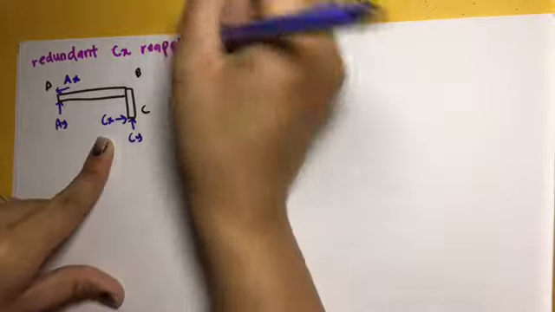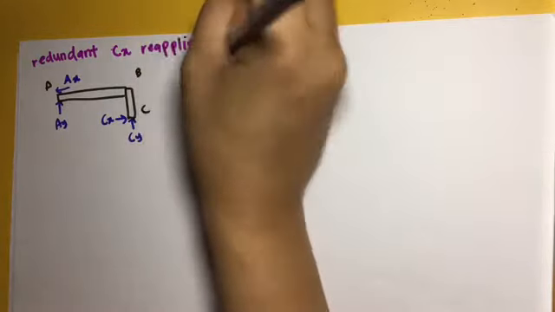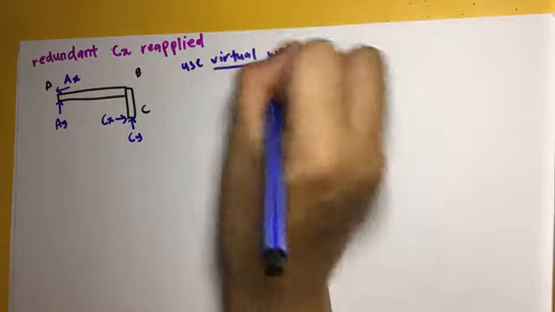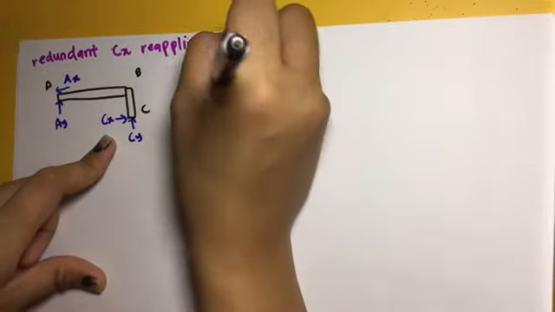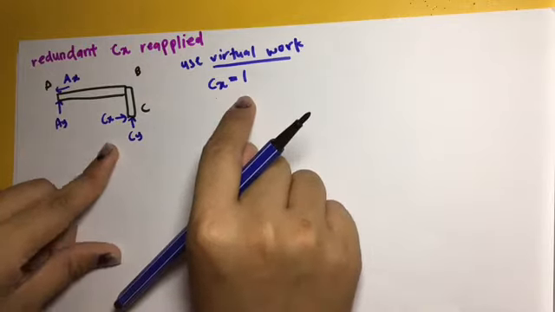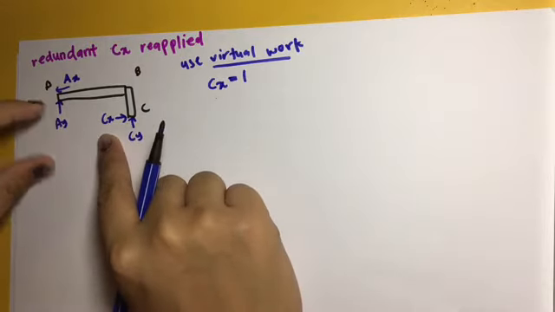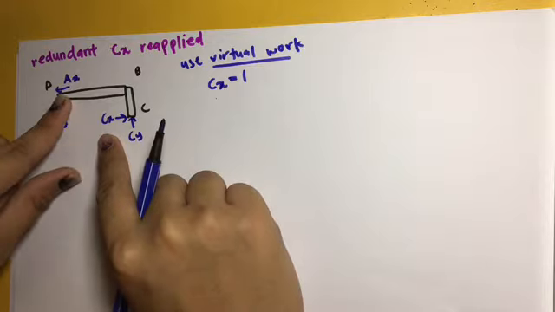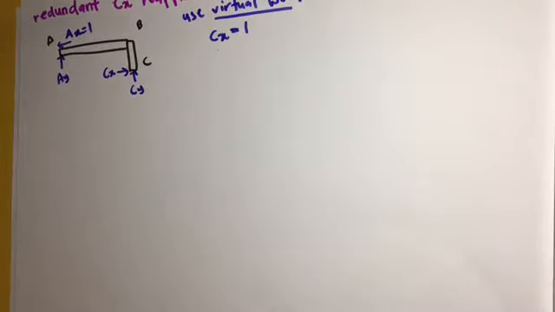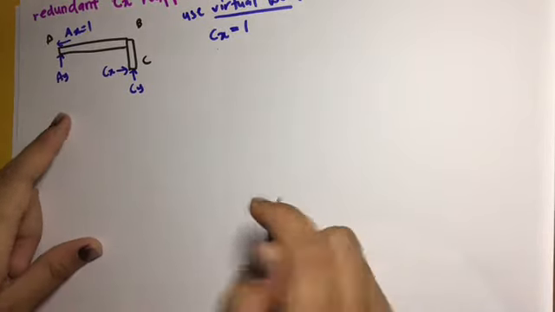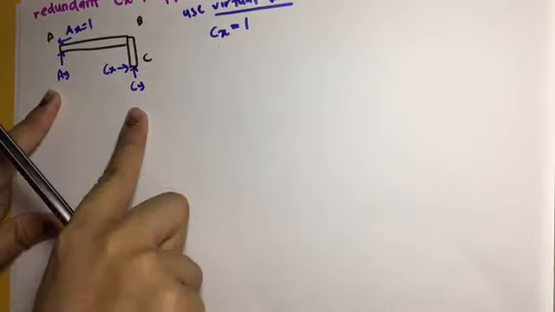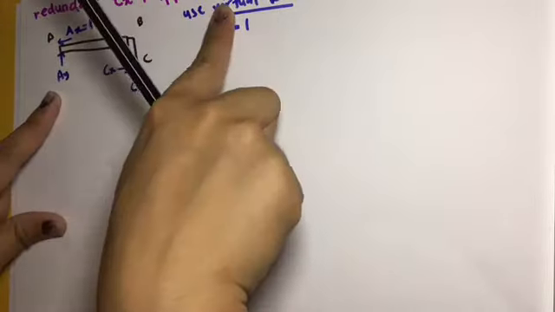Okay. So to find the CX force, we will have to use virtual work. Virtual work means we just assume that the CX is equal to 1. So we will just put this value as 1 right here. So this means that this 2 will become 1. Okay. And then after that, we are going to find the AY and CY for this redundant CX reapplied.